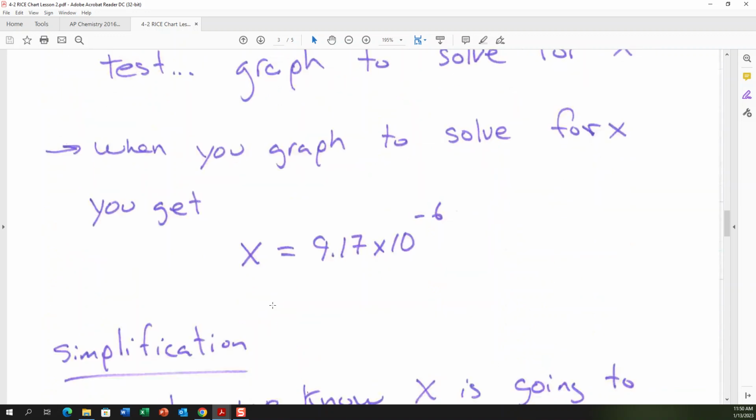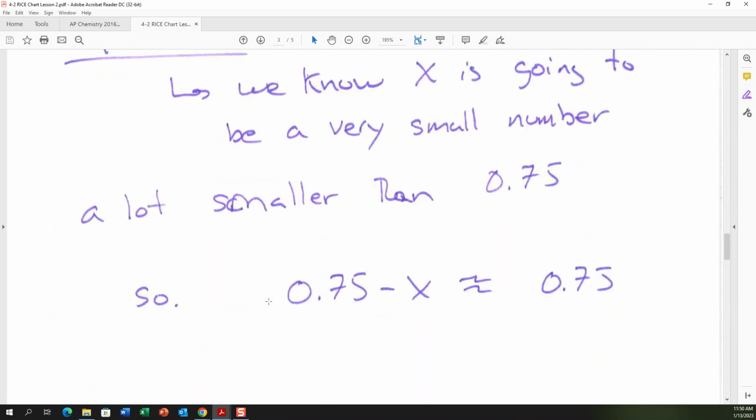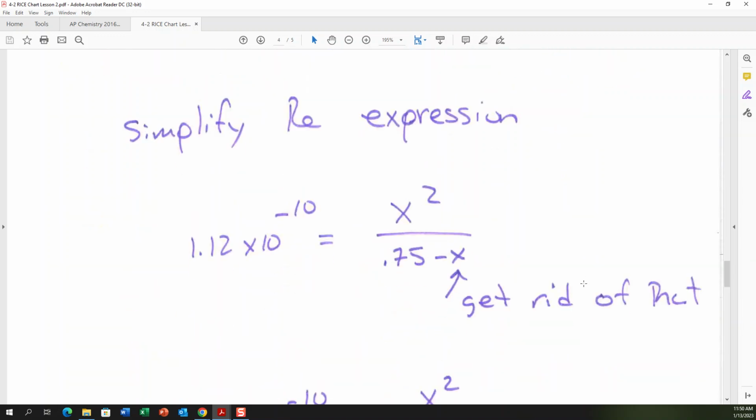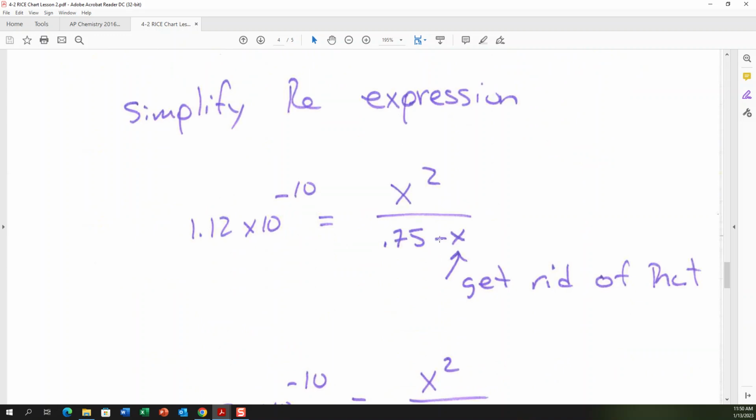So what we're going to do is say 0.75 minus x, which is our concentration of the reactant at equilibrium, we're going to say that's pretty much 0.75. So we're going to write our expression kind of the same way we did, but we're going to get rid of this minus x part. We're going to get rid of that because essentially the concentration of the original acid at equilibrium is just 0.75. So we're just going to use its initial concentration as its equilibrium concentration because it's pretty much the same thing.